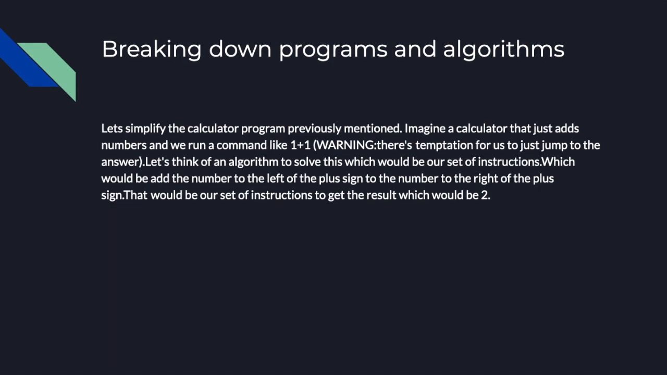which would be: add the number to the left of the plus sign, which is 1, and add the number to the right of the plus sign, which is also 1. So when we add these two numbers, it's 2. We get the result. We go step by step. We don't just jump to the answer. We understand the whole process. That's how we get 2: we add the number left of the sign and right of the sign.